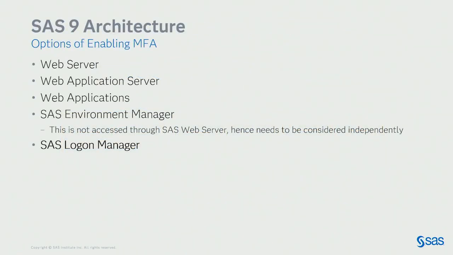So we have this multi-tier architecture with different entry points when somebody accesses a SAS product or SAS environment, right? At each of these endpoints, there's potential for us to enable multi-factor authentication. That includes the web server, web application server, or individual applications. I separate out SAS Environment Manager because it's a little bit special. It does not go through the SAS web server, but our choice is using SAS Logon Manager. I'll talk about why we're doing that in the next slide.